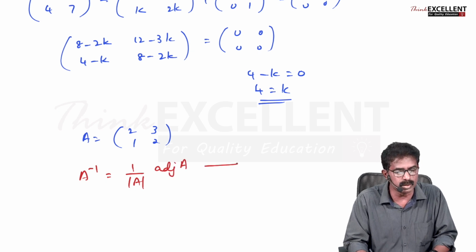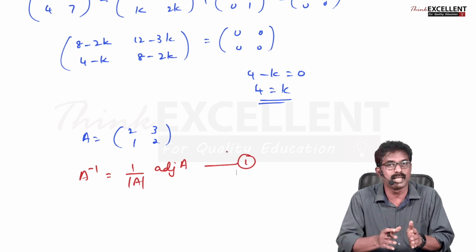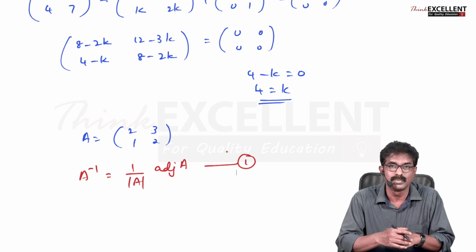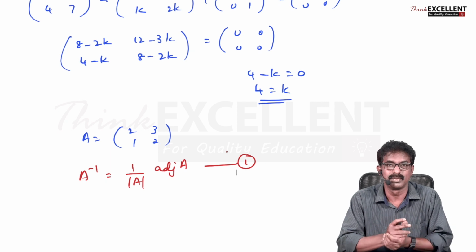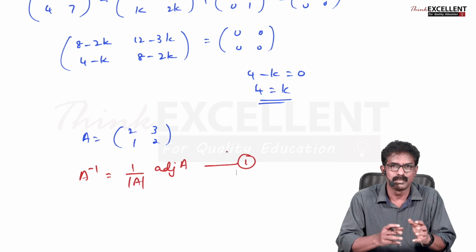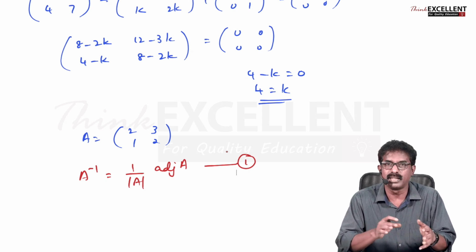So take it as equation number 1. We need two things. What are the things you have to find? You have to find determinant A. Another thing you have to find is adjoint A. Which one do you do first? You find adjoint A or determinant A? Some of you may think we'll do adjoint A first, right? Because it's easy, only a 2 by 2 matrix, just interchange. Then you find determinant A anyhow.